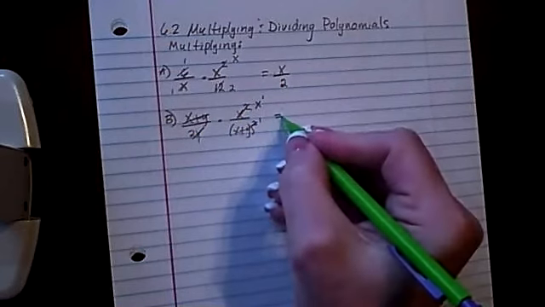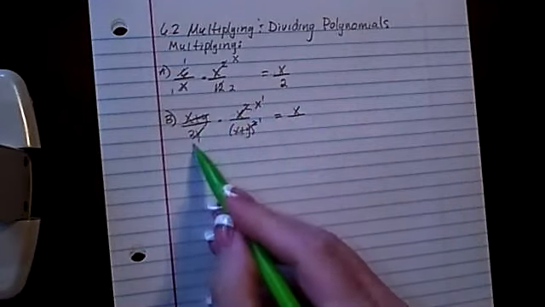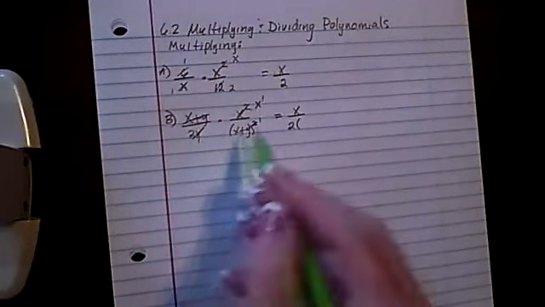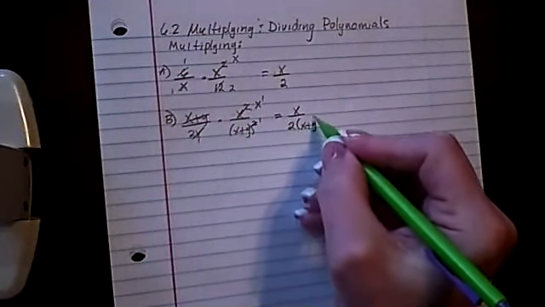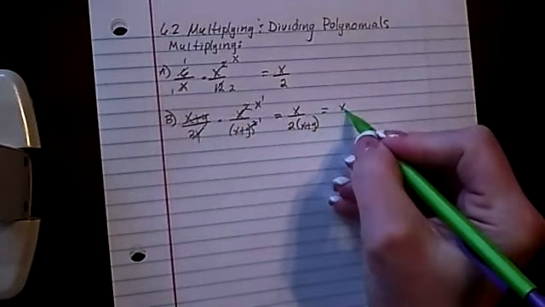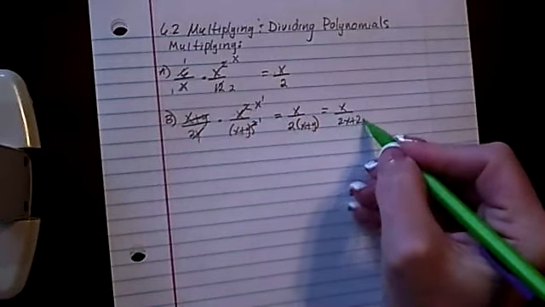So what I'm left with on top is just an x to the 1 power over a 2, I didn't cancel that out, and we have an x plus y. Now you want to go ahead and multiply that through on the bottom. So distribute that 2 through, 2x plus 2y.